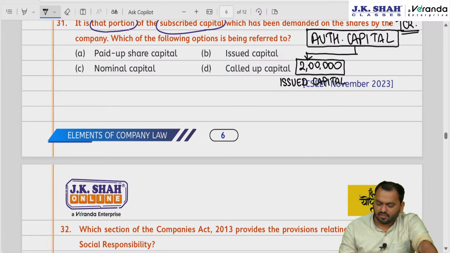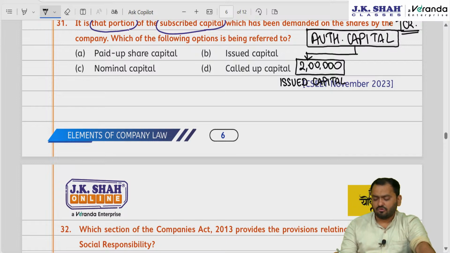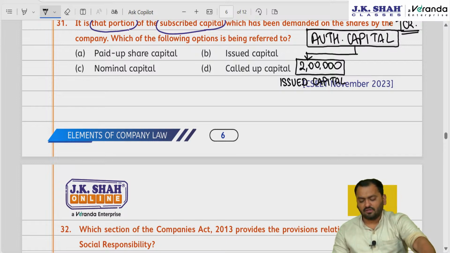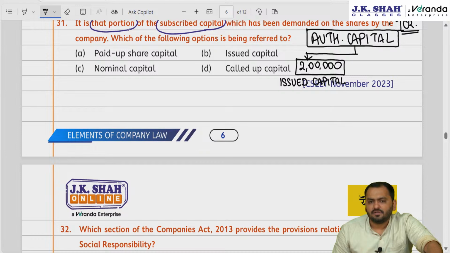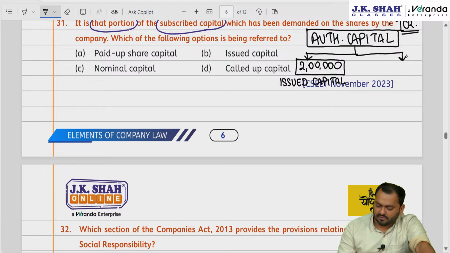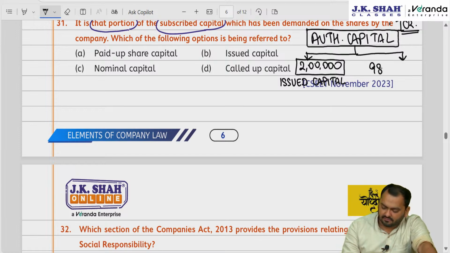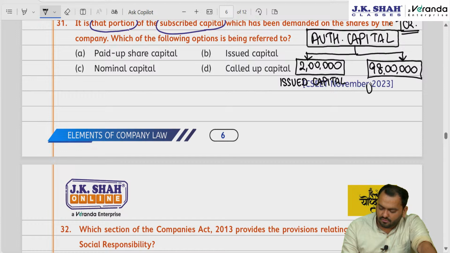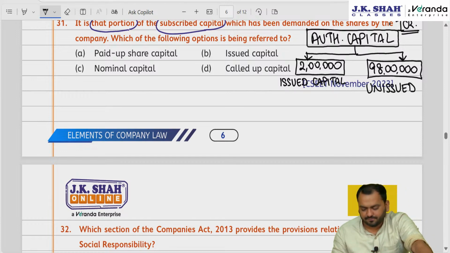It is called issued capital because this capital amount, the shares we have, is kept in the market for sale. So what is the unissued limit? The remaining 98 lakhs is my unissued capital. 2 lakh is issued, and this is unissued. Okay.